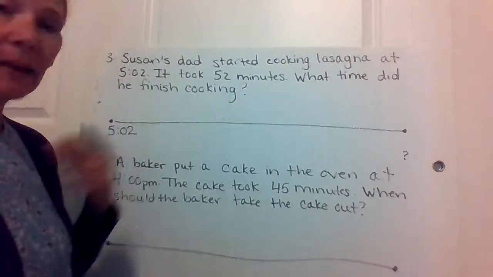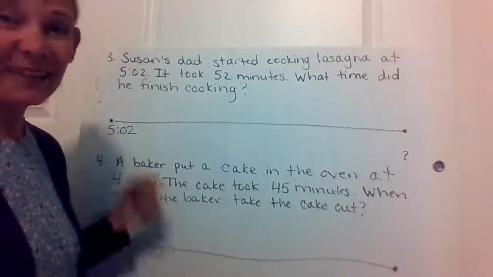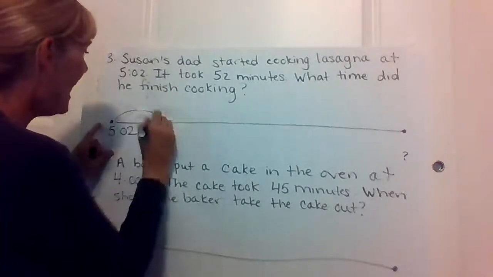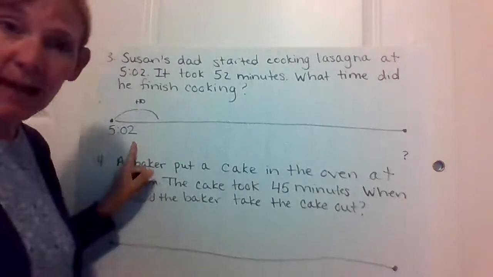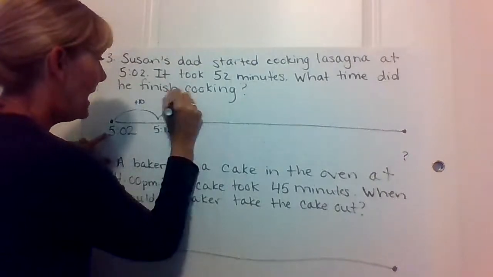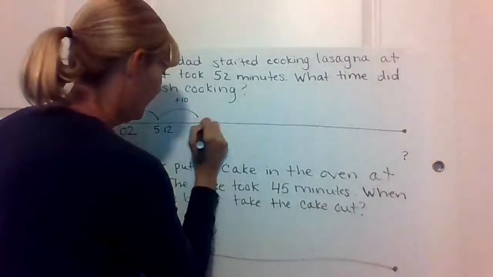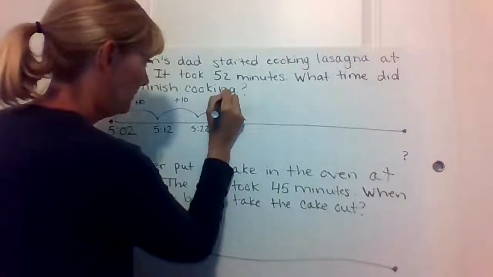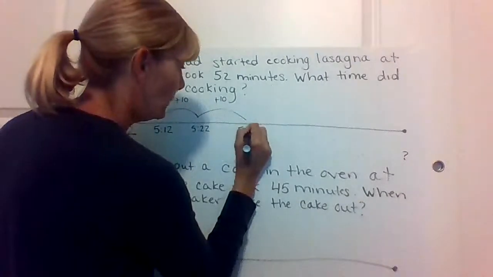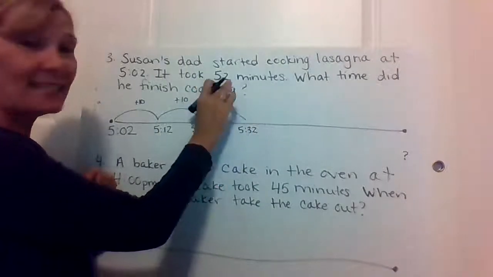All right, so now I'm going to add the number of minutes. In other problems that you're going to do today, they're going to give you the minutes, but in this problem, we need to figure it out. So I'm going to go ahead and add 10 minutes to 5:02, and that's going to get me to 5:12. I'm going to add 10 more minutes, and that gets me to 5:22. Here I'm going to add 5 more minutes, and that gets me to 5:32. So right now I have 10, 20, 30 minutes, but I need to get to 52.